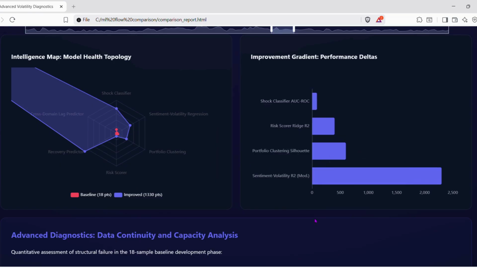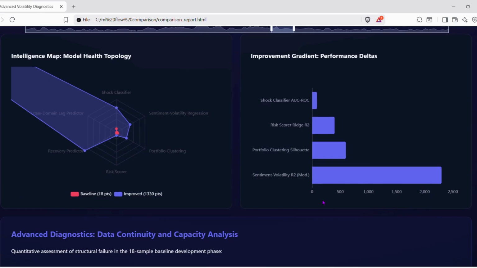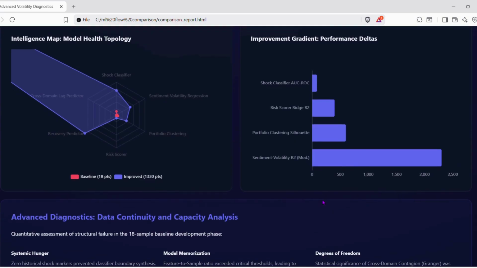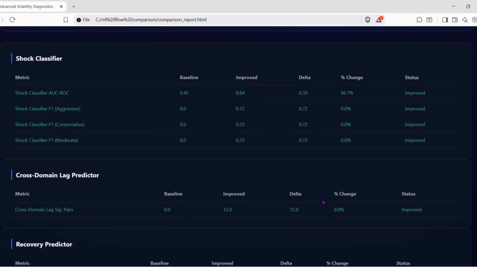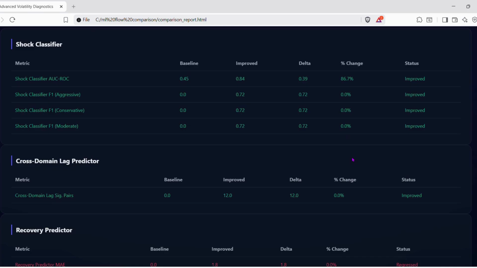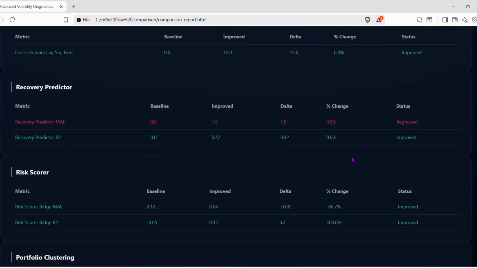On the right side, we see for every single model the percentage of improvement. We realized that portfolio clustering silhouette and sentiment volatility had the maximum improvement when the data set was increased, thus proving that these two models are the most data-hungry. Below this, we have every single model, the baseline it had, how much it improved, and by what percentage. This is for the shock classifier and the cross-domain lag predictor.